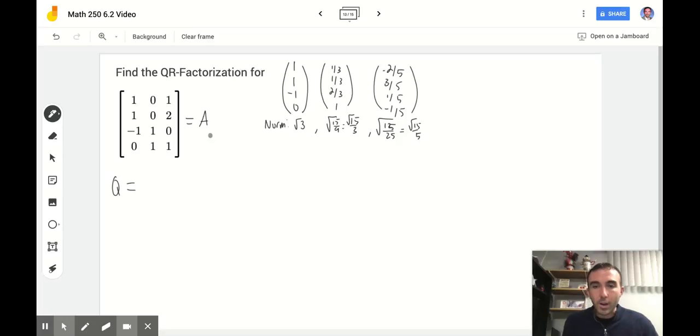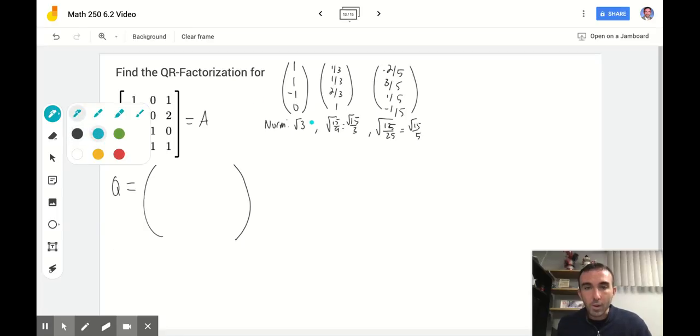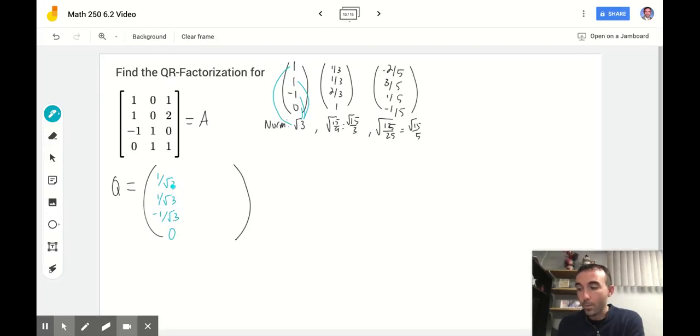So like I said, each of these vectors now has to get divided by the norm in each column, and that creates matrix Q. So I simply take 1 divided by radical 3. There's our first entry. Same thing for the second, the third, and the fourth. So we'll see some repeats there. 0 divided by radical 3 is still 0.